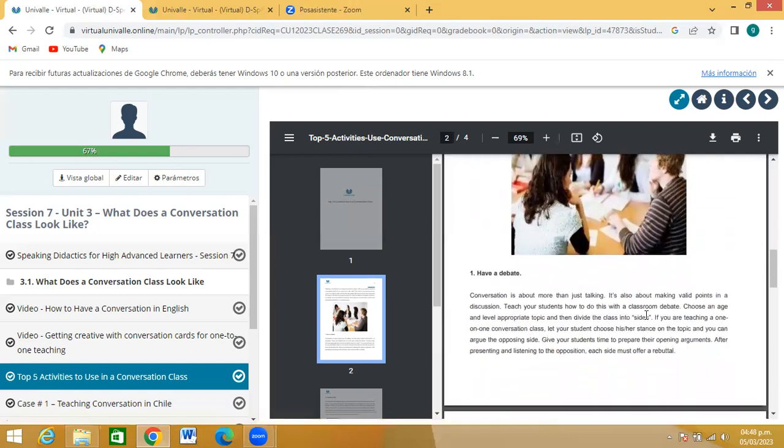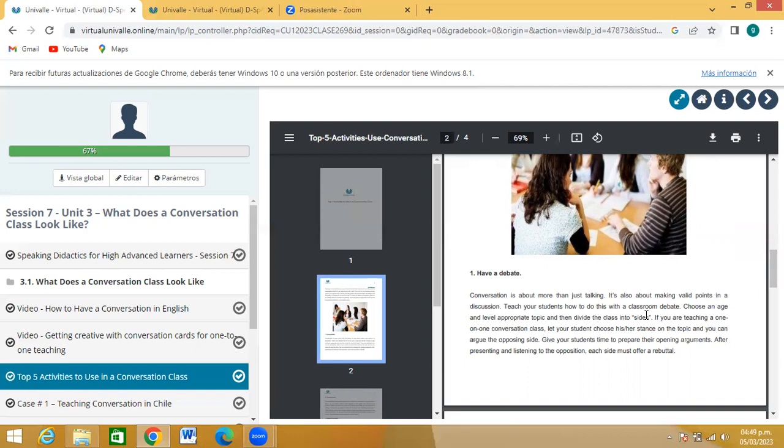For example, here we have a debate. That is one of the activities, one of the techniques that most of the time is useful to use in class. Conversation is about more than just talking. It's also about making valid points in a discussion. Teach your students how to do this with a classroom debate. Choose an age and level appropriate topic, and then divide the class into sides. So you need to know the groups, the students that you have, and according to their age and their level, you're going to choose some topics.